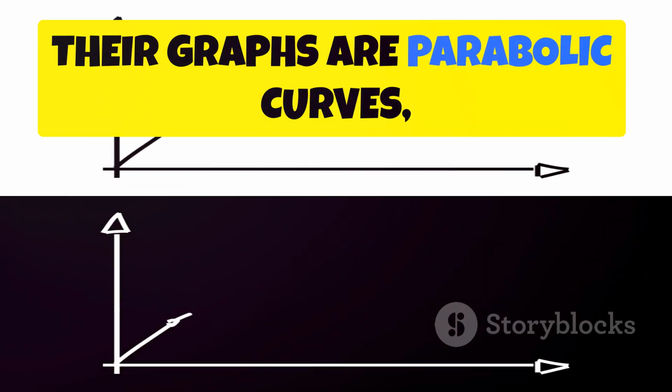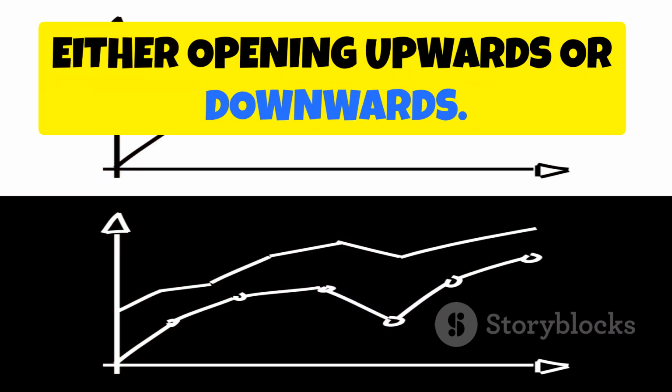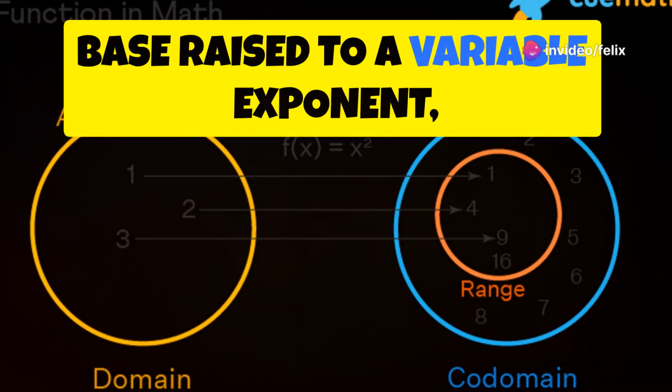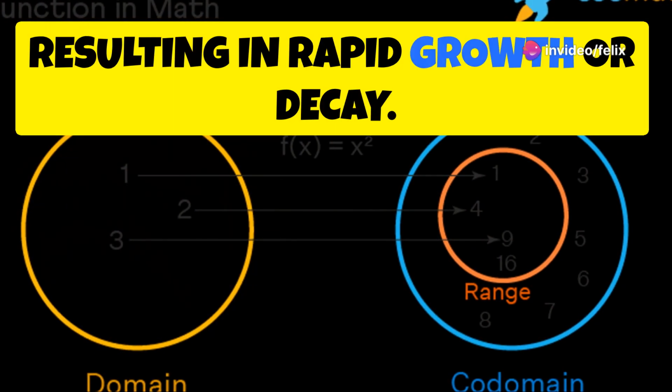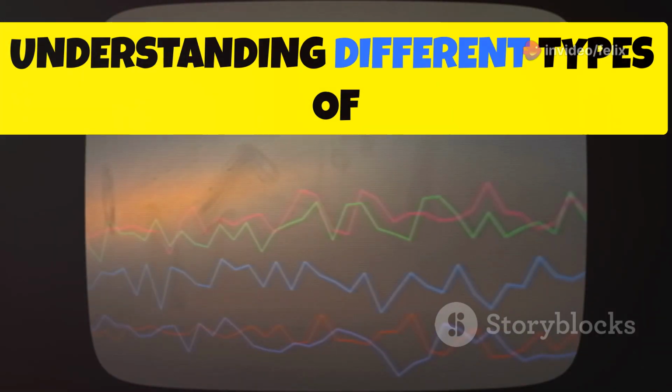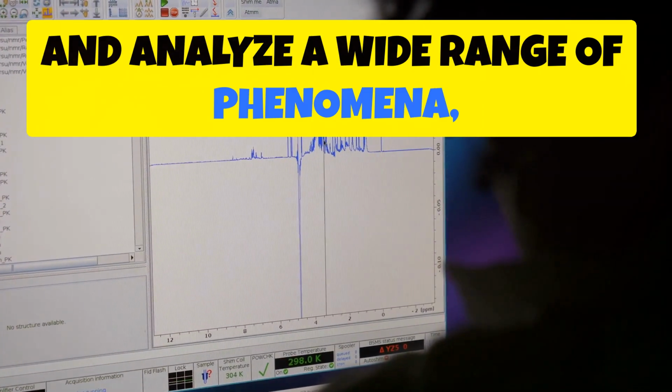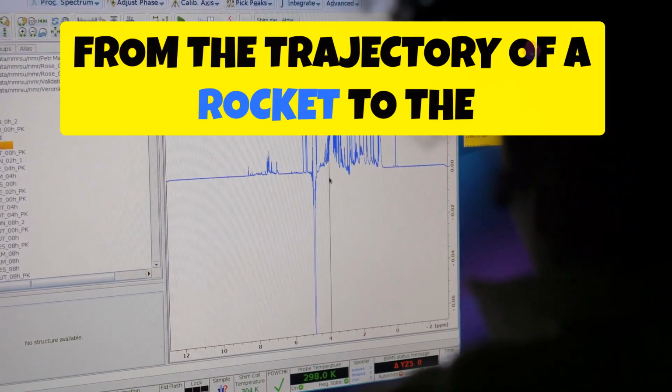Their graphs are parabolic curves, either opening upwards or downwards. Exponential functions involve a constant base raised to a variable exponent, resulting in rapid growth or decay. Understanding different types of functions allows mathematicians to model and analyze a wide range of phenomena, from the trajectory of a rocket to the growth of a population.